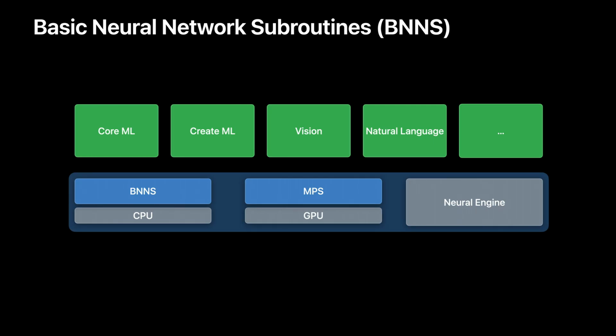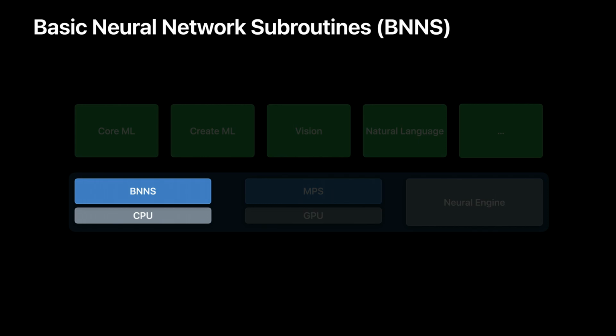Now, let me tell you about BNNS in more detail. BNNS stands for Basic Neural Network Subroutines and provides performance primitives for machine learning on the CPU. For those of you unfamiliar with Apple's machine learning ecosystem, this diagram shows the lay of the land. There are three main hardware blocks: the CPU, which includes the machine learning accelerators I mentioned previously, the GPU, and a separate neural engine. BNNS provides performance primitives on the CPU, in the same way as MPS provides performance primitives on the GPU.